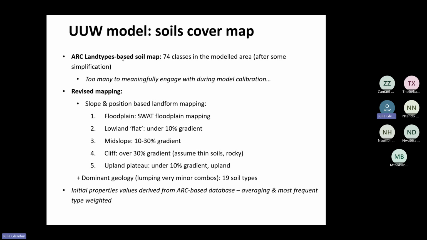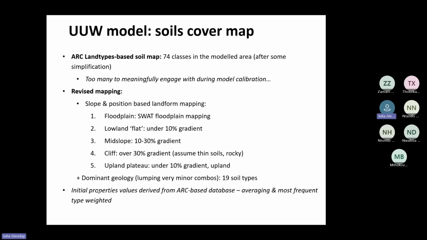The ARC land types had 74 classes, which was difficult from a modeling point of view. And I think actually when you look at it, mapping some of these landforms locally, and I'll show you a map of that in the GIS as well, is a bit more refined than the land types anyway, even though I have fewer different total classes at the end.